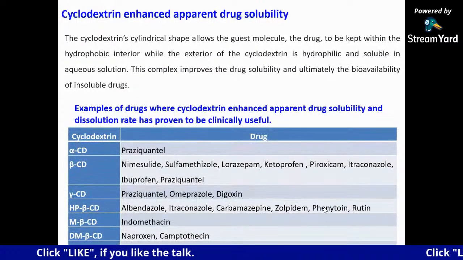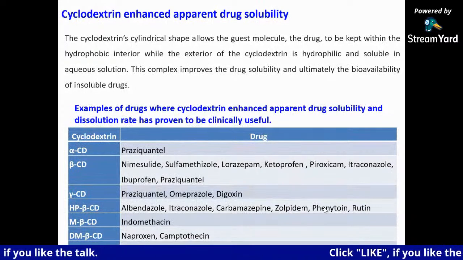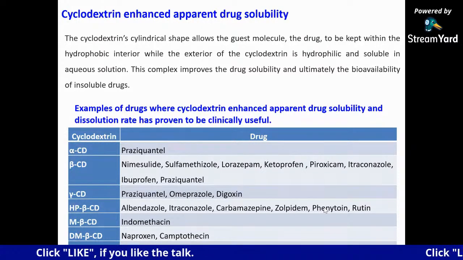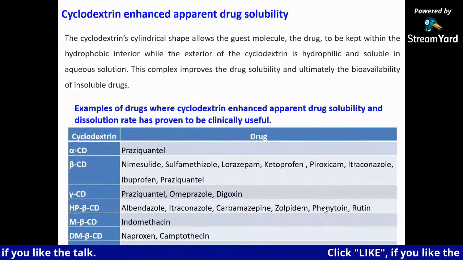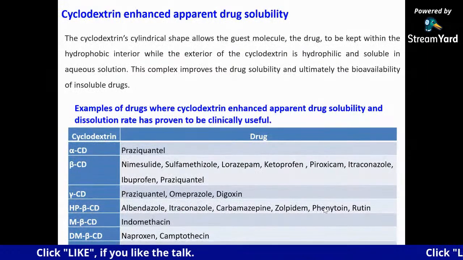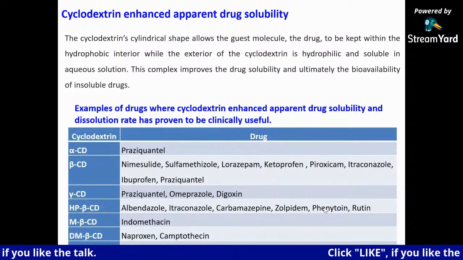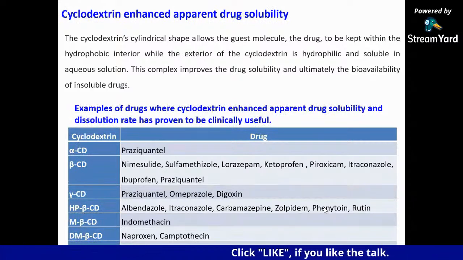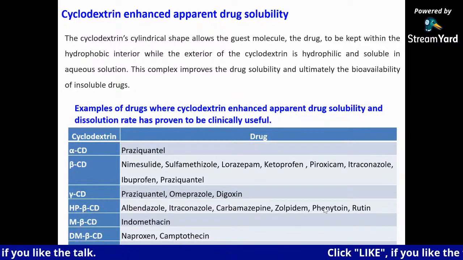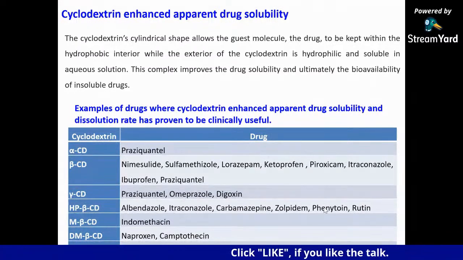And as mentioned earlier, cyclodextrins enhance the drug solubility. So how do they enhance the solubility? The cylindrical structure or shape of the cyclodextrins allows the guest molecule, that is the drug, so here, this is called host-guest chemistry, to be kept within the hydrophobic interior while the exterior is hydrophilic and soluble in the aqueous solution. So this complex improves the drug solubility and finally the bioavailability of insoluble drugs.